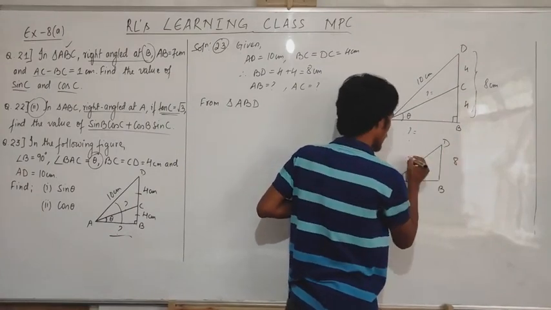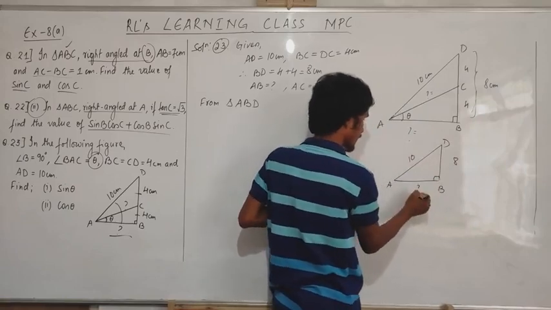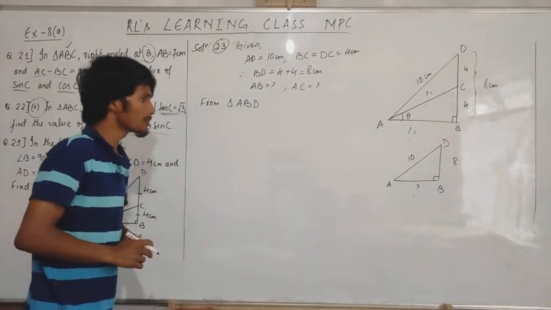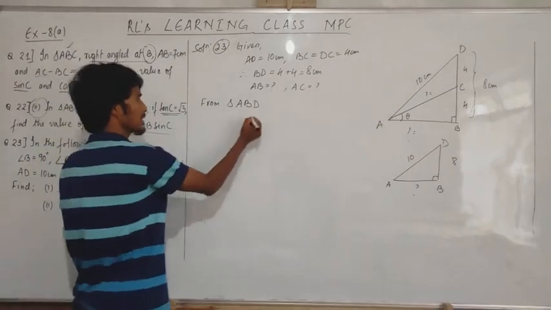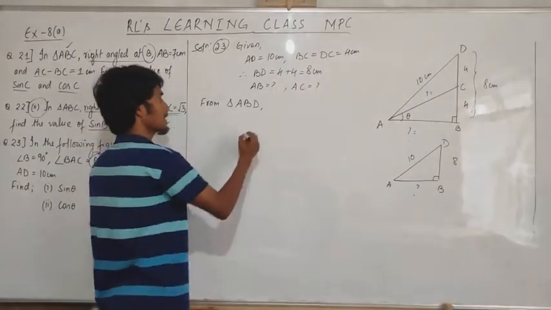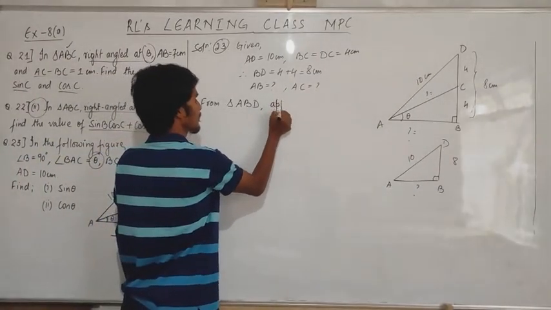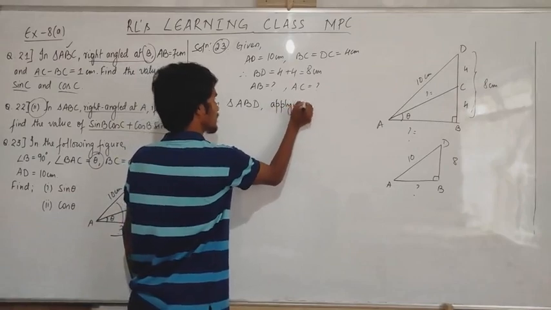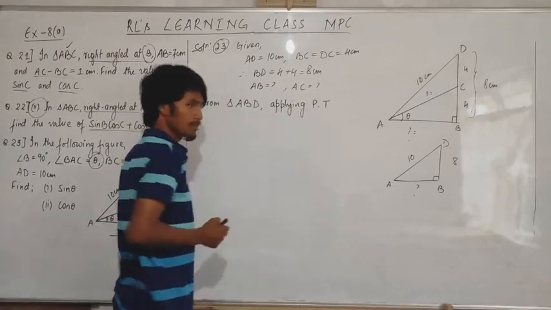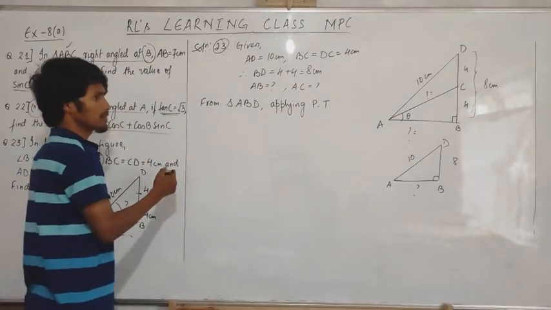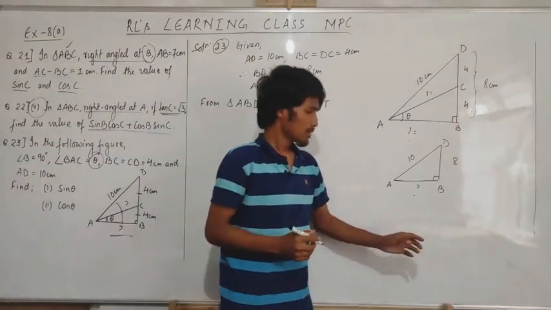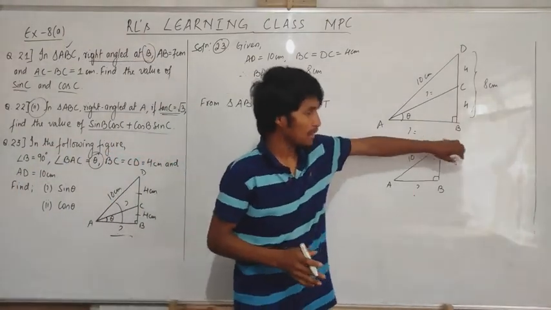Now, triangle ABD. This side is 8 and this is 10. Now we need to find this one. Which one will I use here? Pythagoras theorem again. Applying Pythagoras theorem, generally, this will be the perpendicular, this will be the base, and this will be the hypotenuse.